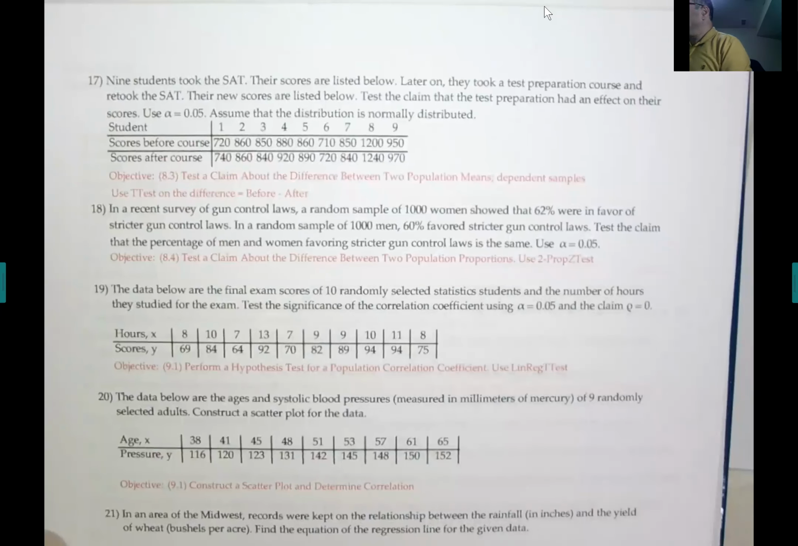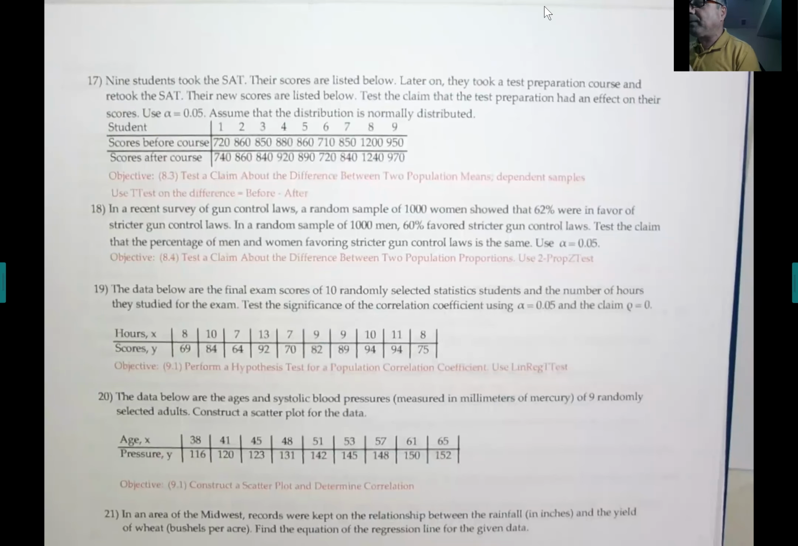9 students took the SAT. Their scores are listed below. Later on, they took a test preparation course and retook the SAT. So it's the same students before and after. These are dependent samples. And the way you do the test, you don't use a 2-sample t-test because the 2-sample t-test is reserved for independent samples. Here, the samples are dependent.